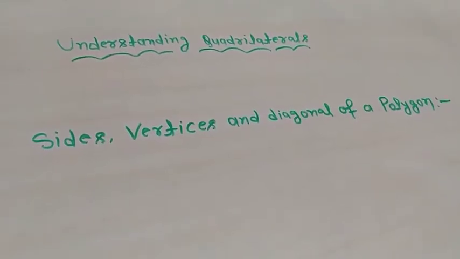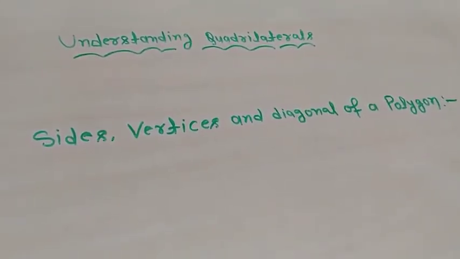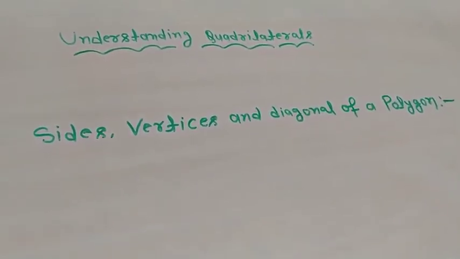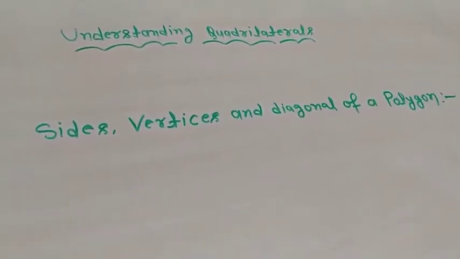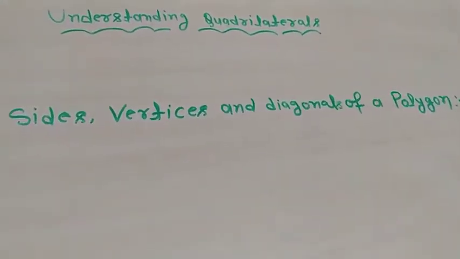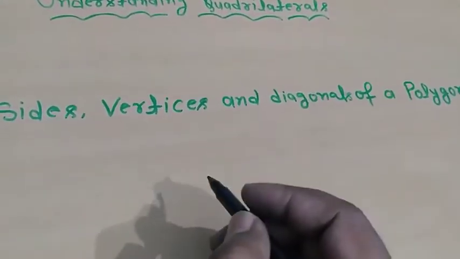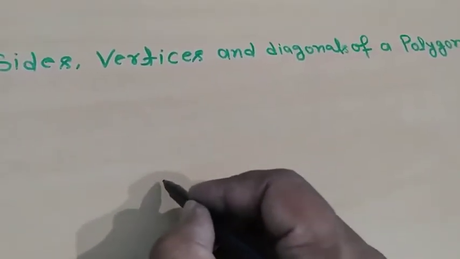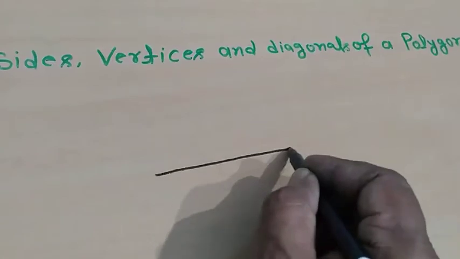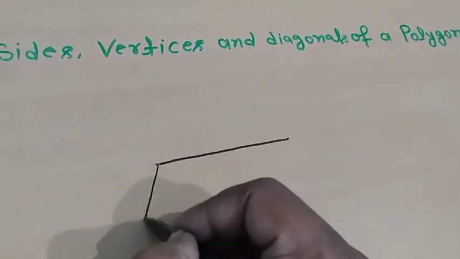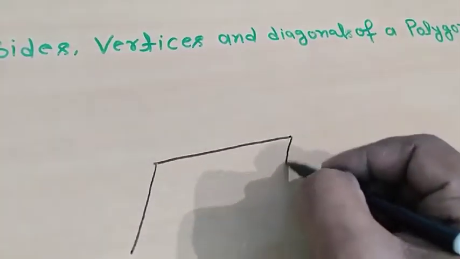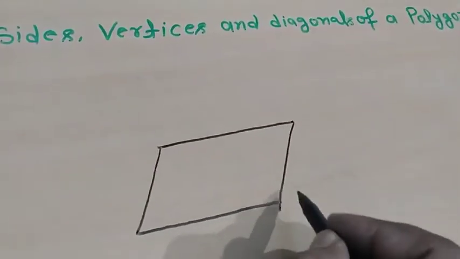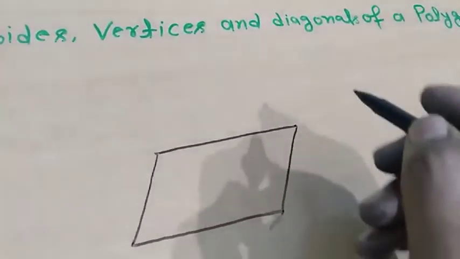Now we are going to discuss sides, vertices and diagonals of polygons. So first we make a polygon. What is a polygon? All of you know. This is a four-sided polygon, a simple closed curve made entirely of line segments.